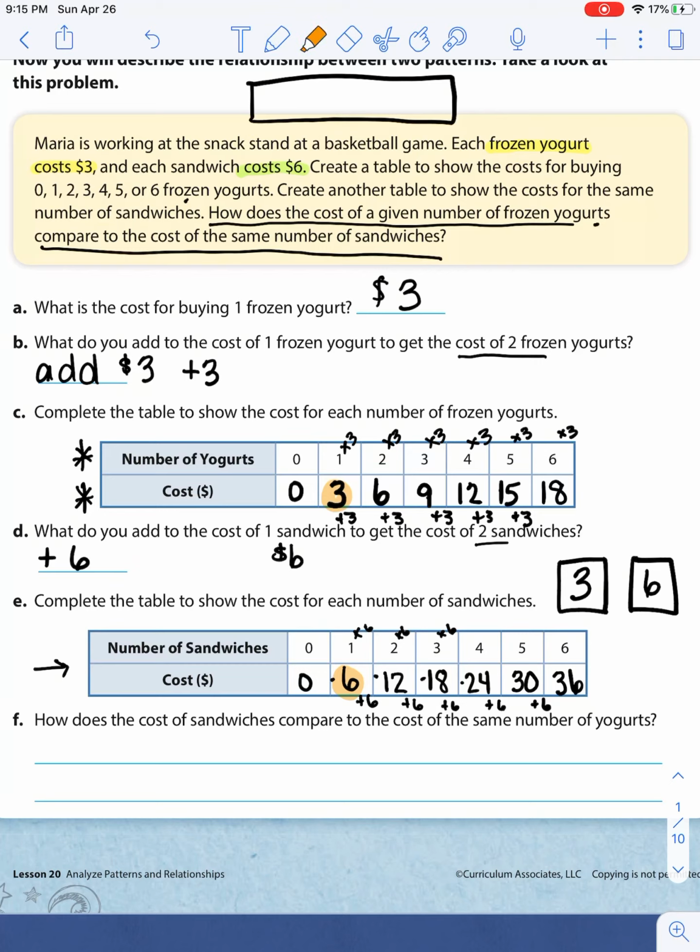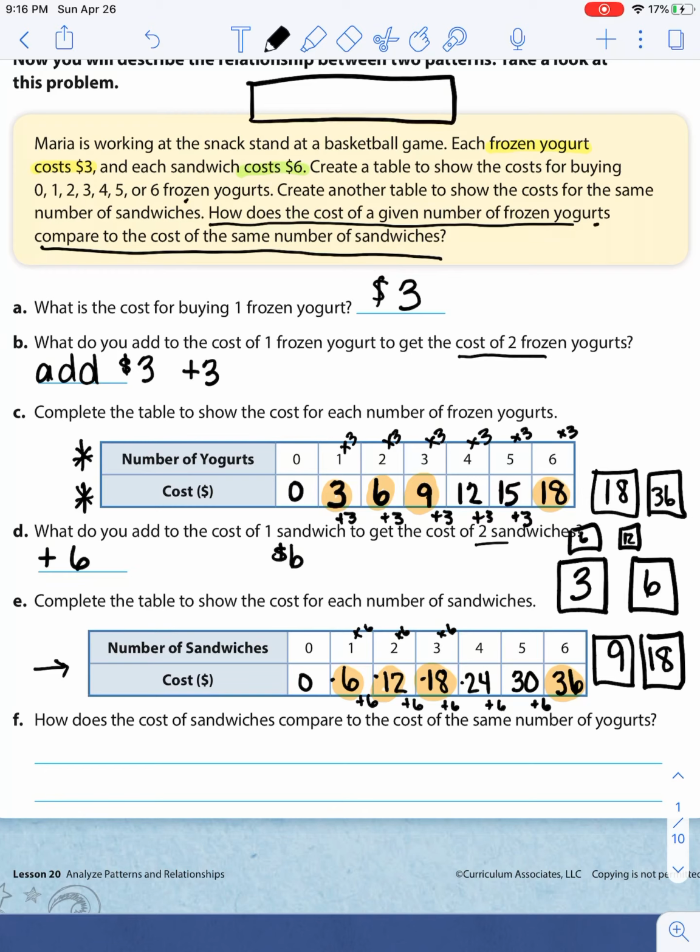Let's look at if we had 3 yogurts. Let's say we bought 3 yogurts and 3 sandwiches. Now we would be comparing 9 and 18. What if we went up to 6? 6 yogurts is $18. 6 sandwiches is 36. What about the 2? 6 and 12. You notice anything about these?